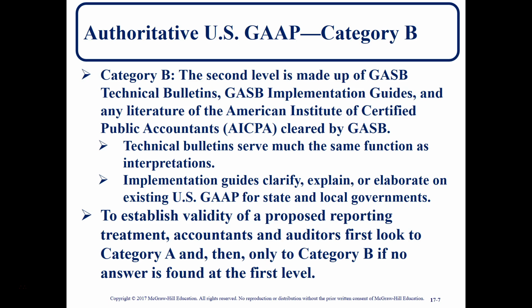Category B, technically the non-authoritative, is comprised of technical bulletins, implementation guides, and literature of the AICPA. They serve the same function of interpretation as the technical bulletins. The implementation guides clarify and elaborate on existing U.S. GAAP. But if you are having a debate with your client, the more authoritative guidance is going to be Category A, not Category B.